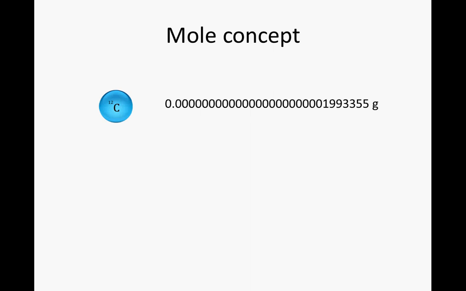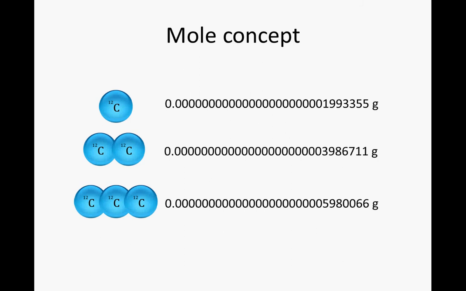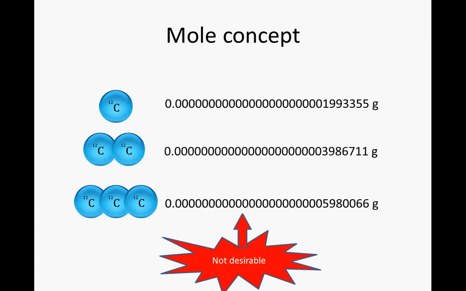Okay, just take it as granted. Okay, the next is two carbon atoms. How heavy is it? It's 0.000000398 something. Three carbon atoms, also a very small trivial value if you denote it in gram. So we say this is not very desirable because if every time I tell you the mass of some carbon atoms, I use gram, for one single atom, two single atoms, three single atoms, the number itself does not have a very good meaning. You may not even know after you see this number.